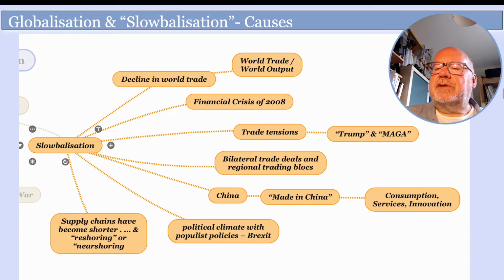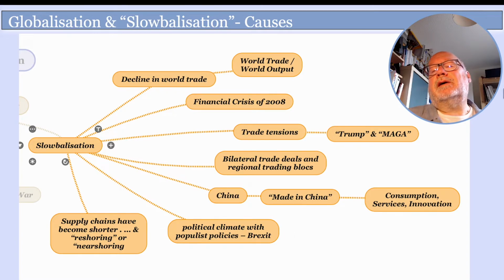But what China's got is a new economic policy called Made in China. You can Google it. And it's saying instead of concentrating on investment and on exports, they are now going to concentrate on consumption and services. Okay, so that's important as well. That is one reason why there's been this slightly slower globalization.